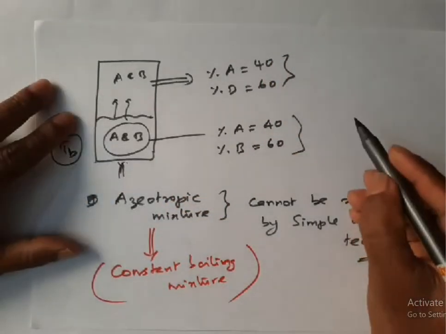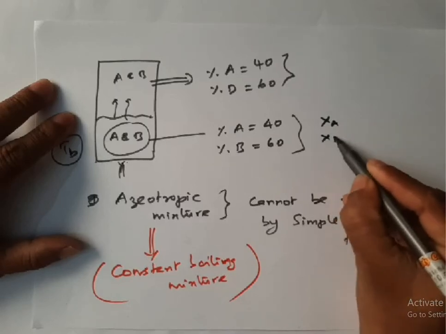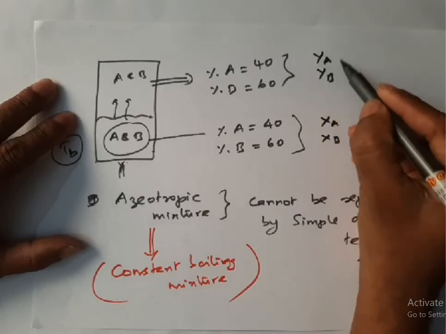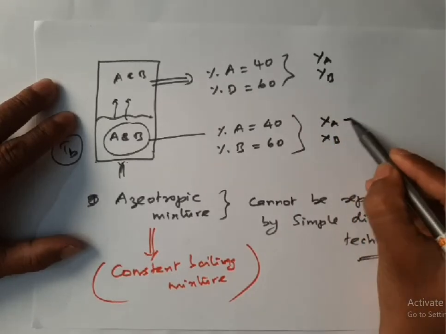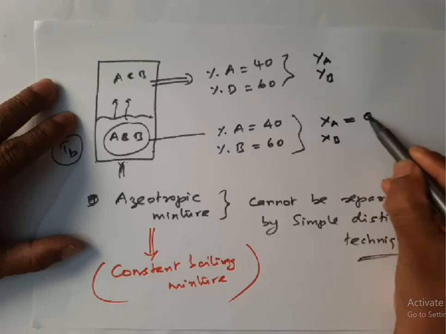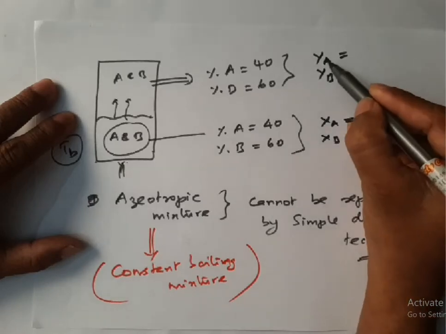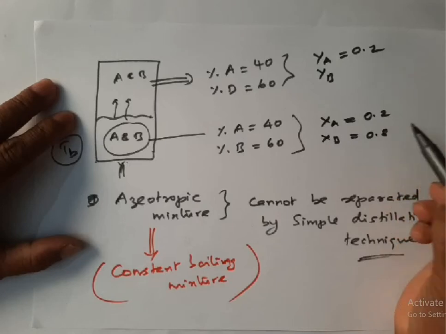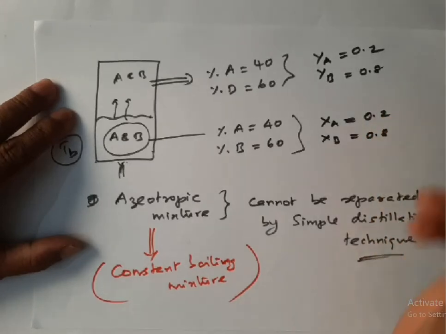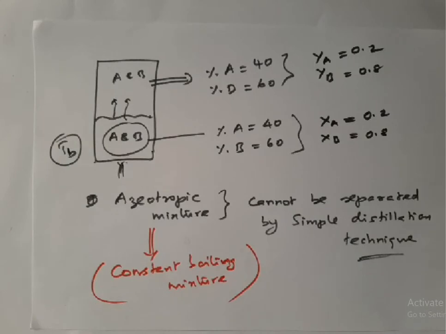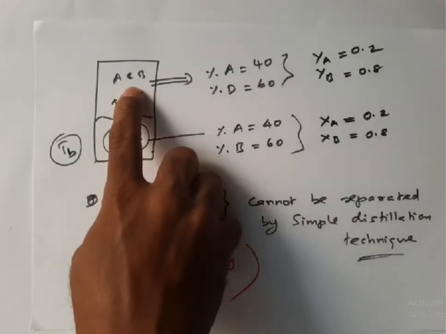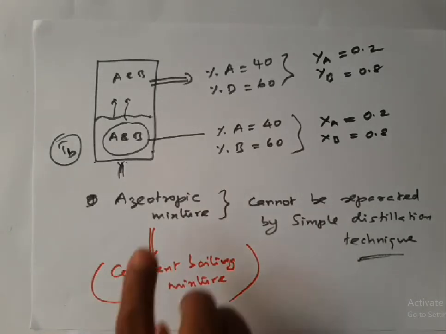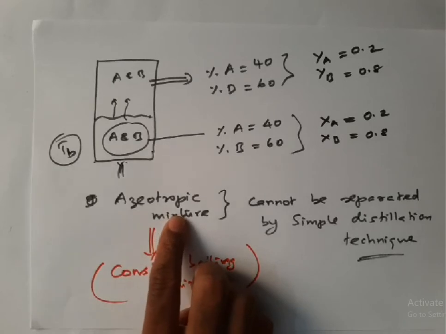You can even take mole fractions: mole fraction of A and mole fraction of B in the liquid phase, and mole fraction of A and mole fraction of B in the vapor phase. Suppose the A mole fraction is, for example, 0.2, here also the A mole fraction is 0.2, and the B mole fraction, suppose 0.8, this is also 0.8. So what does it indicate? It indicates that the composition in the liquid phase and the composition in the vapor phase are the same. If the compositions are the same, then we call the mixture an azeotropic mixture.